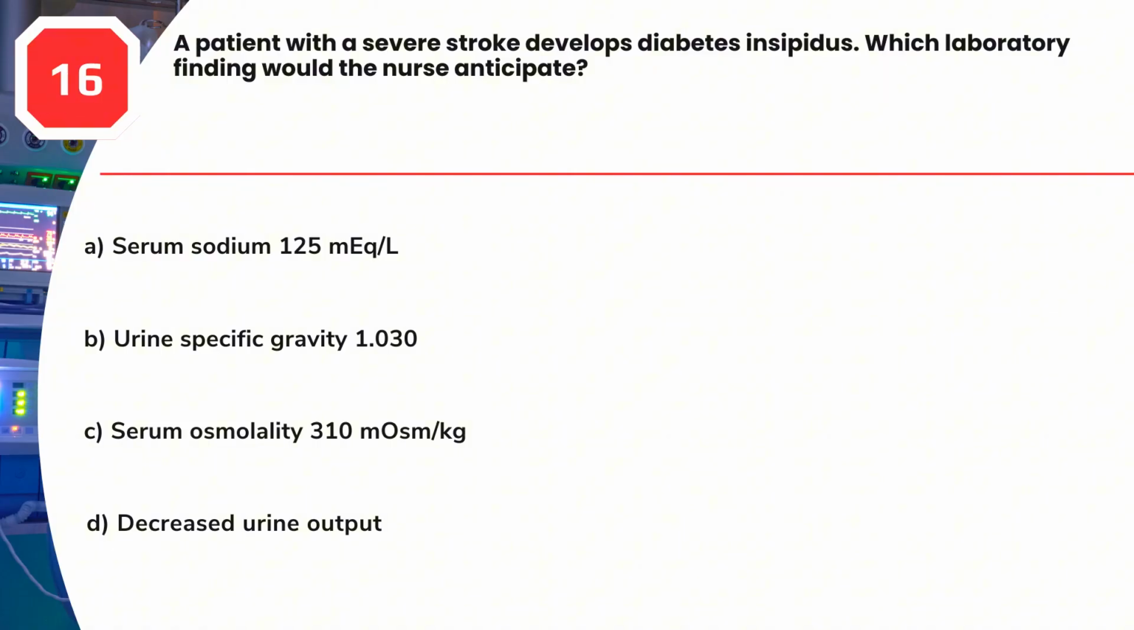Question 16. A patient with a severe stroke develops diabetes insipidus. Which laboratory finding would the nurse anticipate? A. Serum sodium 125 milliequivalent/L. B. Urine specific gravity 1,030. C. Serum osmolality 310 mosm/kg. D. Decreased urine output.